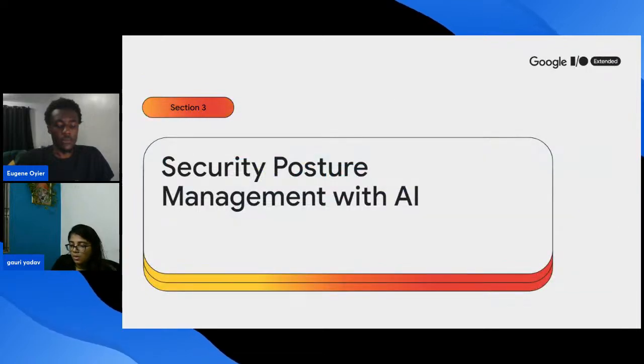Now we are moving on to the third section of our session, that is security posture management with AI.